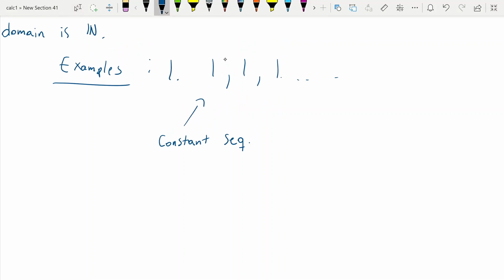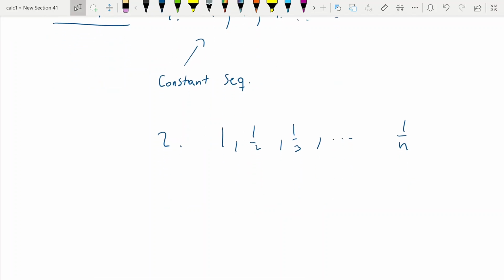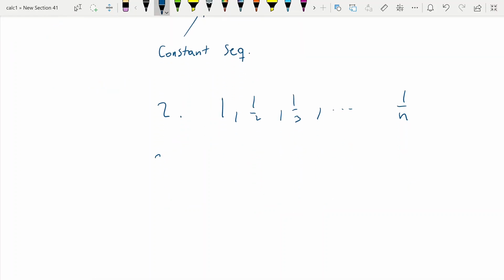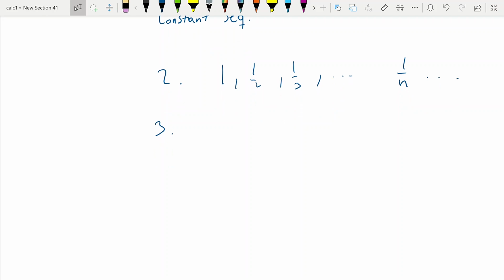Then you can also have, number 2, say the sequence 1, 1 over 2, 1 over 3, 1 over n. So this is the nth term, etc. Another example, so we usually write sequences like this. This is an example given in the book.